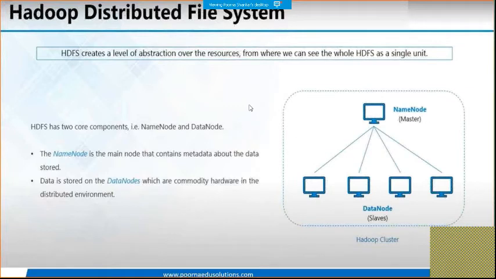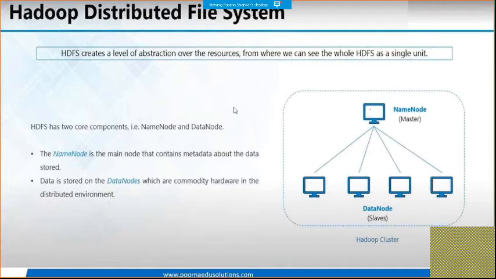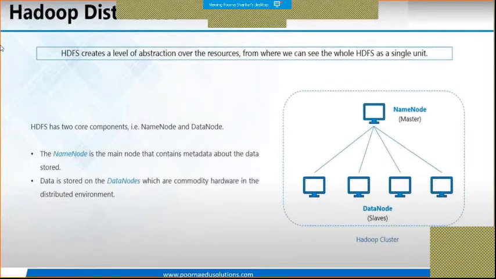HDFS creates the abstraction. It has a master node and a slave node. The master node is called the name node. It will have the metadata. Metadata means data about data. So if I have 512 MB of data, it will be equally divided into blocks of 128 MB each, the block size. It will divide the data into multiple blocks.